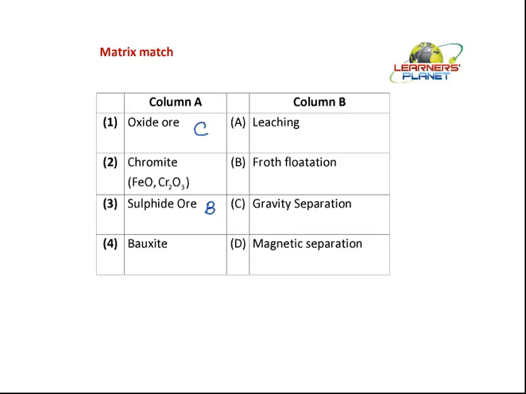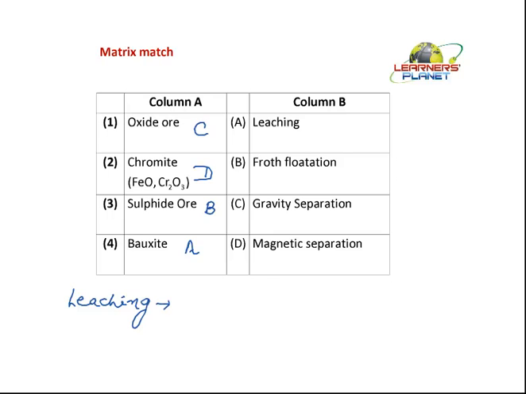Do you remember what is gravity separation? The ore is kept in the flow of water, right? And what happens is that the lighter gangue particles are washed away and the ore particles, being heavier, settle there only. Then in this case, we have got chromite. Chromite has got what? Iron. So this iron is what? Magnetic property it will show. So it can be separated by magnetic separation. And bauxite is by leaching. Here you must be wondering what is leaching.